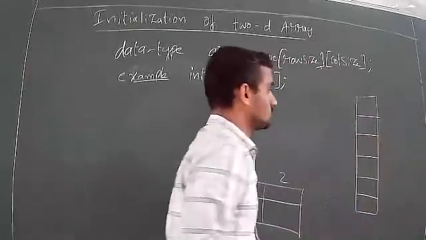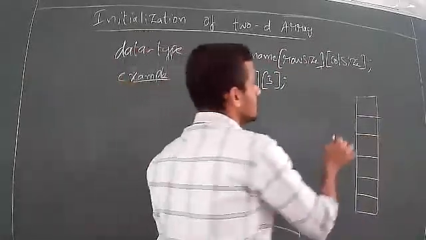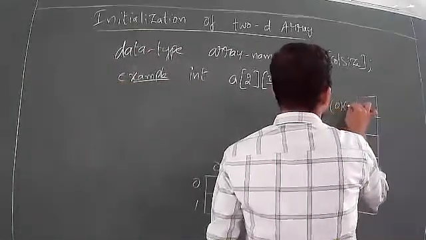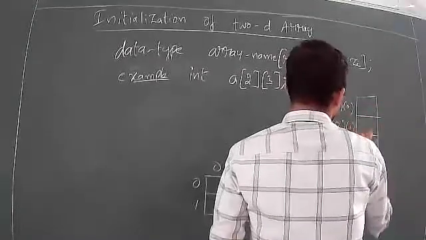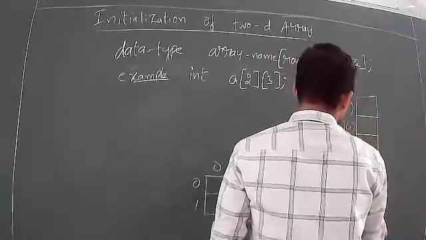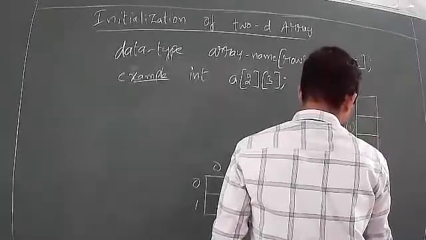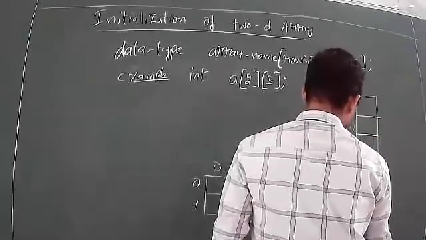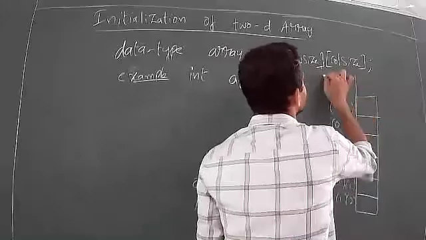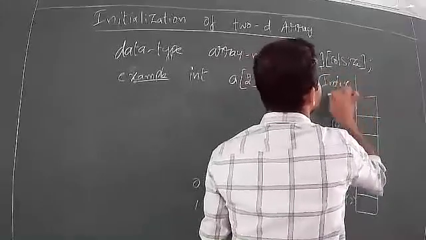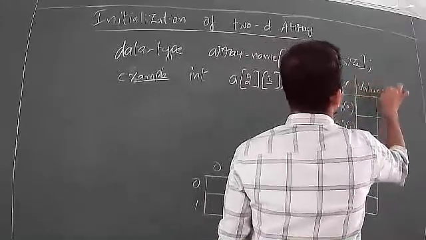so totally 6 boxes. Okay. So you write 0, 0, 0, 1, 0, 2, then 1, 0, 1, 1, 1, 2. This much you write. Okay. So this indicates the index and these are the values of that.